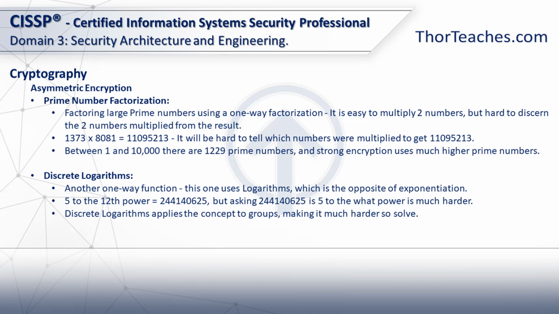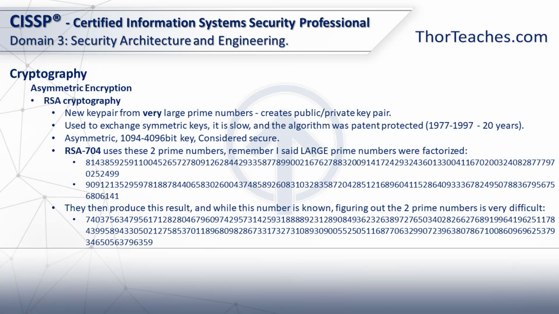We can send it over an untrusted medium like the internet and still keep our secret secret. In RSA cryptography, we make a new key pair from very large prime numbers. And what it's mostly used for is what we talked about earlier, exchanging the shared secret key for symmetric encryption.